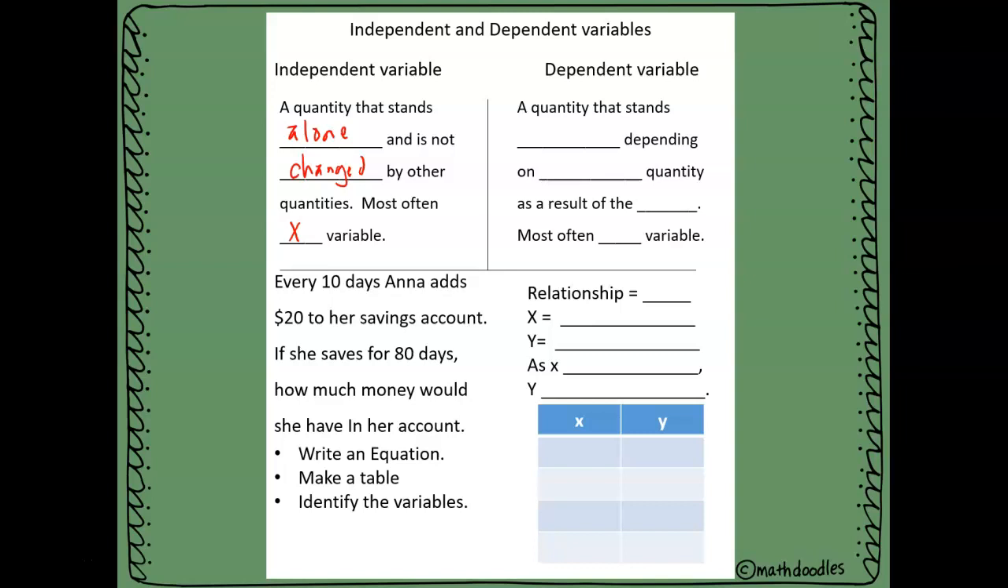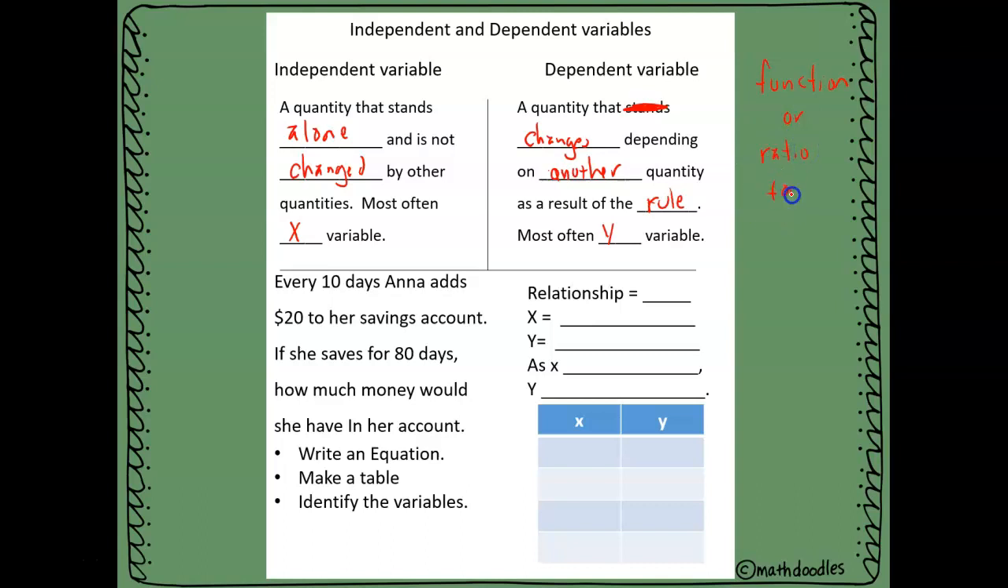The dependent variable is a quantity that changes. It shouldn't say that stands. It should say that changes depending on other quantities or another quantity as the result of the rule. And we're going to look at the rules here in a minute. Most often this is the y variable. This is very closely related to function or ratio tables if you've done those in elementary school.